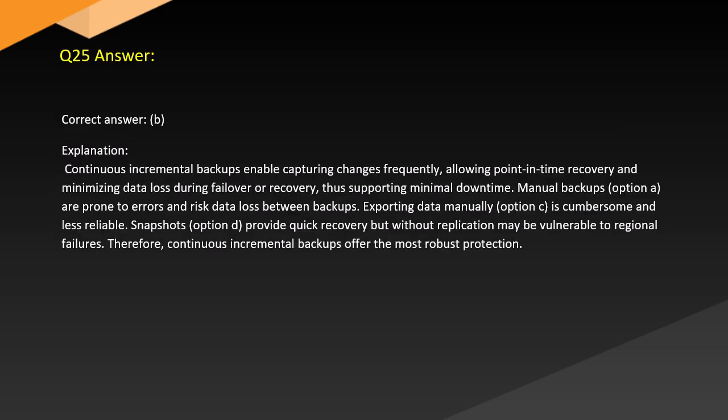Answer. Correct answer: B. Explanation. Continuous incremental backups enable capturing changes frequently, allowing point-in-time recovery and minimizing data loss during failover or recovery, thus supporting minimal downtime. Manual backups, option A, are prone to errors and risk data loss between backups. Exporting data manually, option C, is cumbersome and less reliable. Snapshots, option D, provide quick recovery but without a replica may be vulnerable to regional failures. Therefore, continuous incremental backups offer the most robust protection.